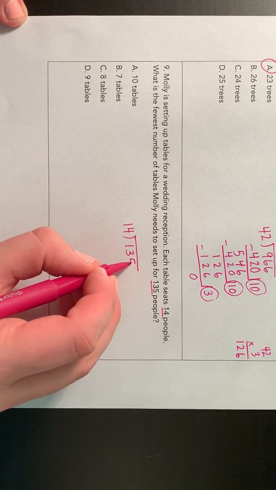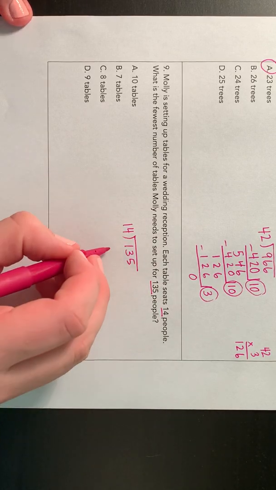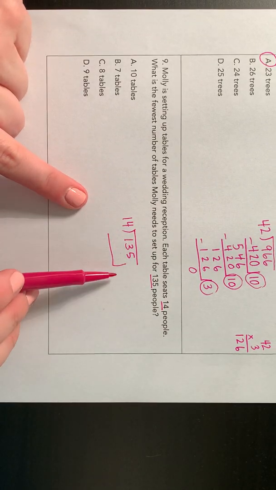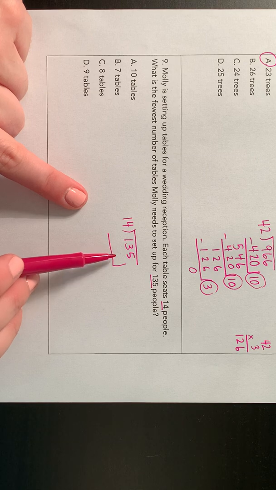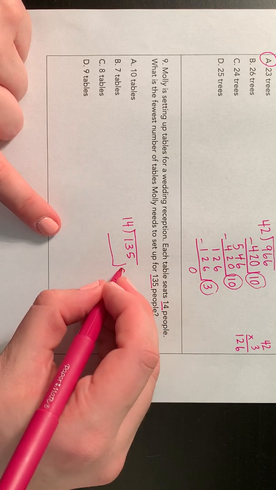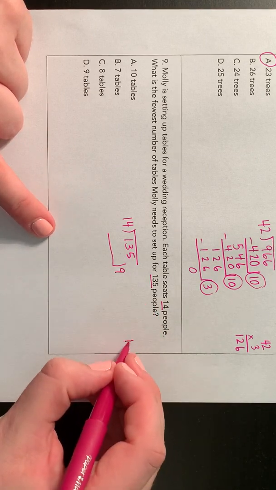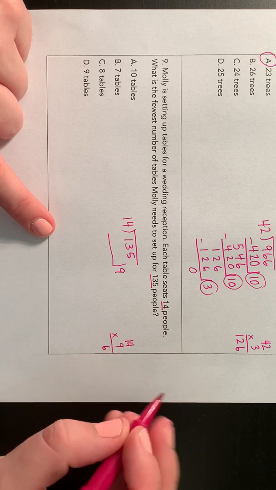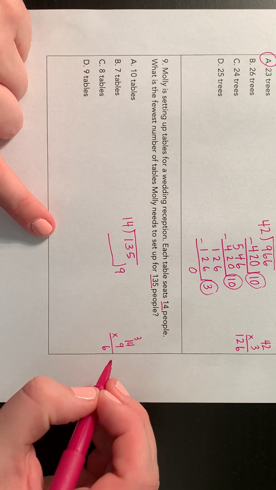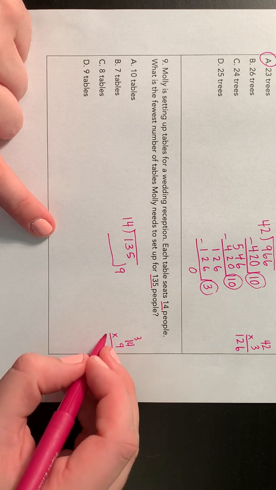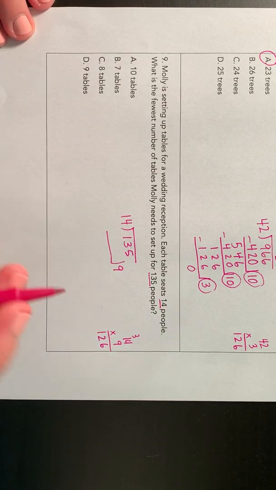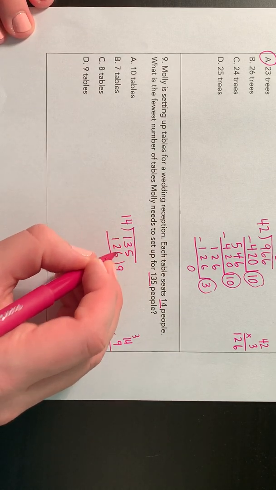So 135 is getting split into 14. So I'm going to put my backwards L, and I noticed that 14 times 10 would be 140, so that's going to be too big. So I'm going to start with 9, and then off to the side I'm going to do some multiplication. 9 times 4 is 36, and 9 times 1 is 9, plus 3 is 12, so that's 126. That fits into 135, so that's perfect.